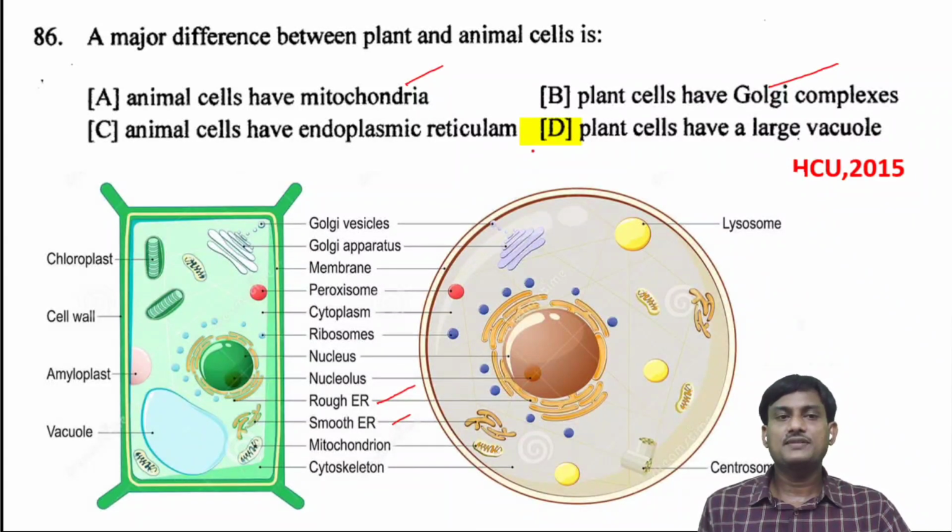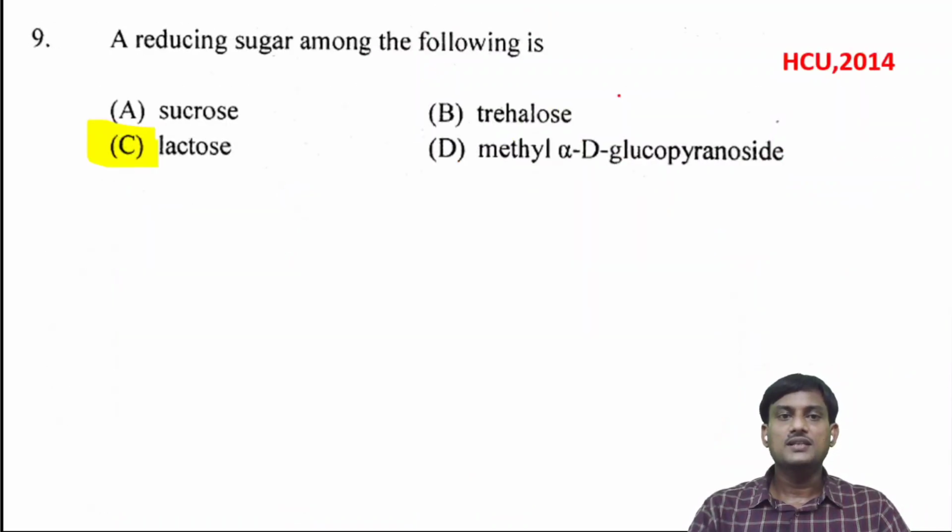The main difference between plant and animal cell is that animal cell also has a vacuole, but the size is small. But in case of plant cells, there is a large vacuole. So this is the main difference between plant cell and animal cell.